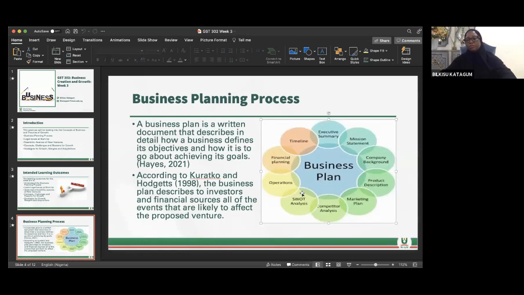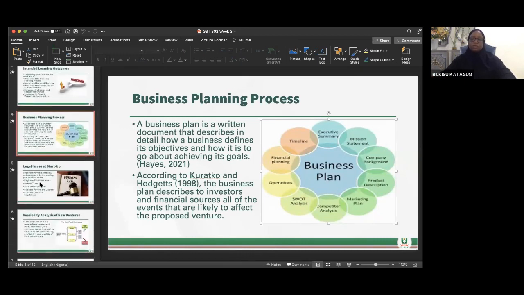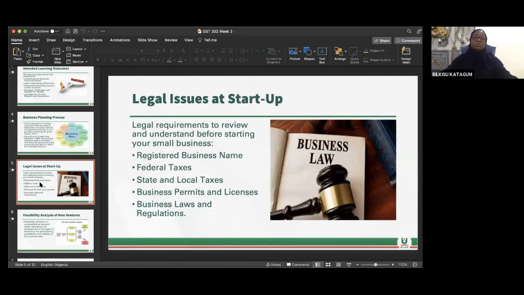In the picture here, you can see what the elements of the business plan are. You should have the executive summary, your mission statement, company background, product description, your marketing plan, competitor analysis, SWOT analysis as well, and what your operation plan is, your financial plan, and the timeline. That's basically it. I said we've done it last week, so I don't want to go into detail on what the business plan is. You can go back and watch the recording as well.